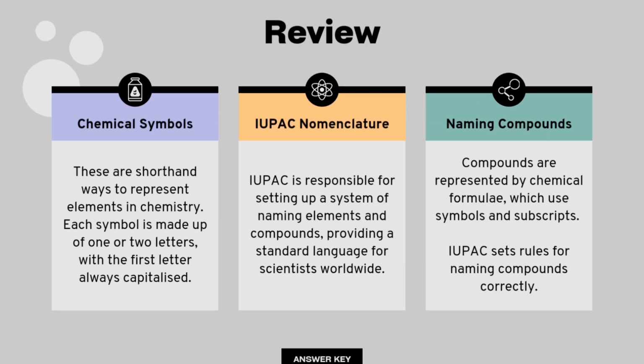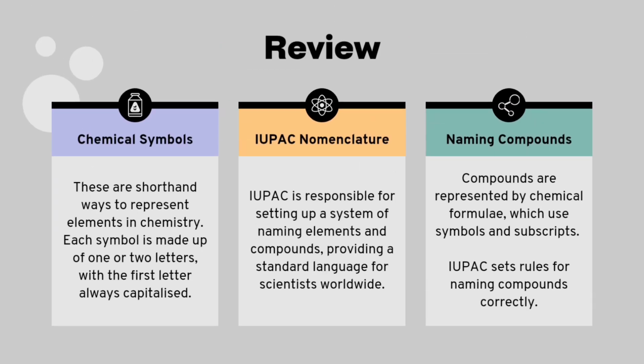Now we would summarize all the points which we have learned till now. First, chemical symbols. They are shortened ways to represent elements in chemistry. IUPAC nomenclature. IUPAC is responsible for setting up a system of naming elements and compounds. And naming compounds. Compounds are represented by chemical formula which uses symbols and subscripts.